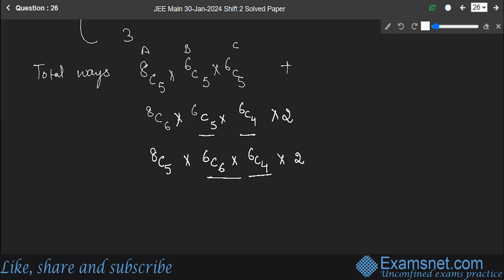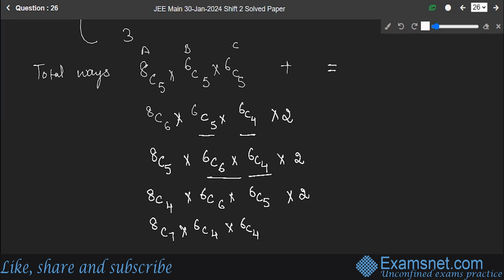Same thing. Now, next, when you select 4 questions from A section, 6 questions from the B section, and 5 questions from the C section. Again, this can be done in 2 ways. Now 8C4, 6C6, 6C4. These are the total possible ways.